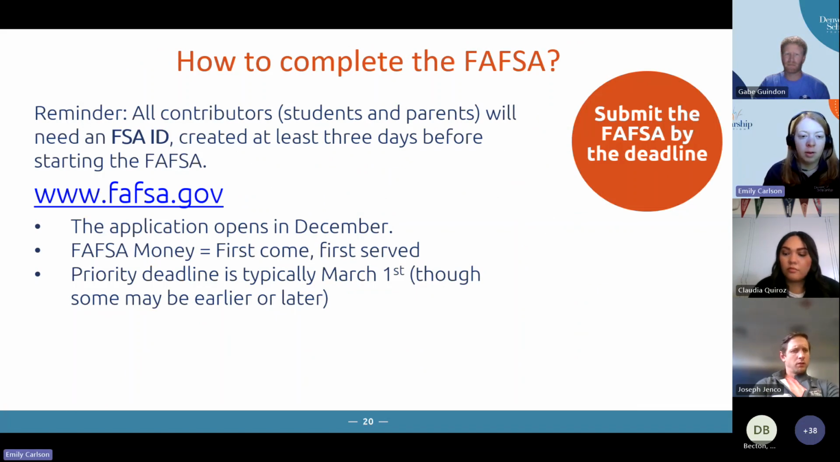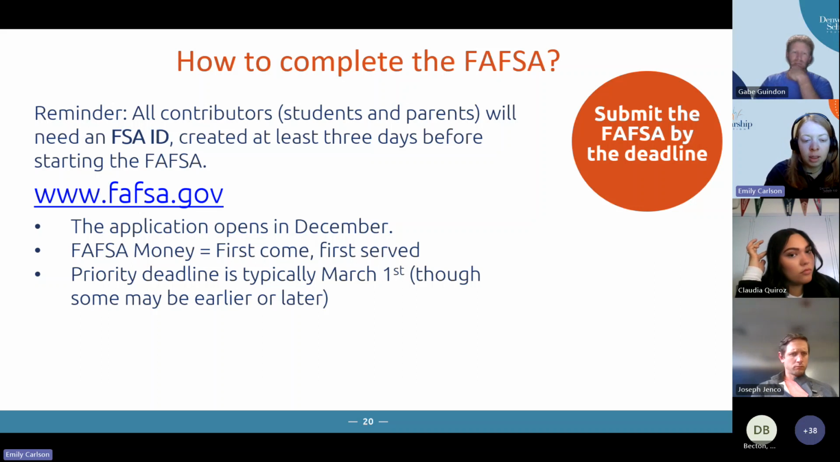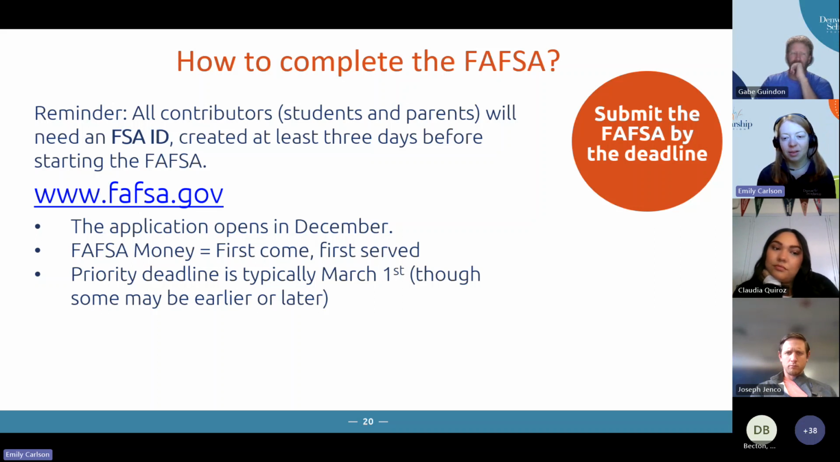Okay, so in terms of actually completing the FAFSA, again, you'll need an FSA ID for anybody who's going to be putting information on the FAFSA, but then the students will just go to the FAFSA website. It opens in December. We don't know exactly what day it's opening yet with this whole FAFSA revamp. We have a lot of missing information at this moment, but we are hoping to see the FAFSA available in December so that students can get started on those financial aid applications.